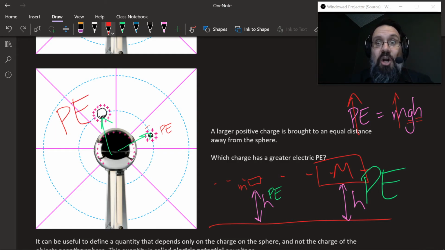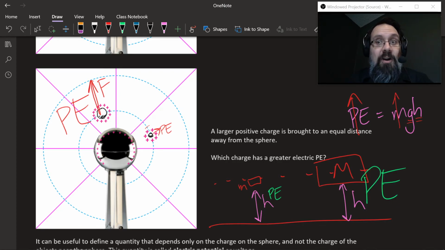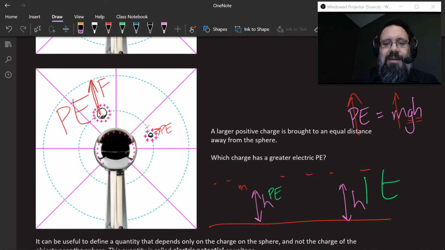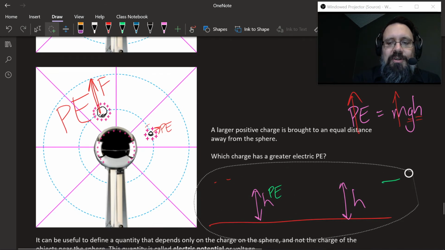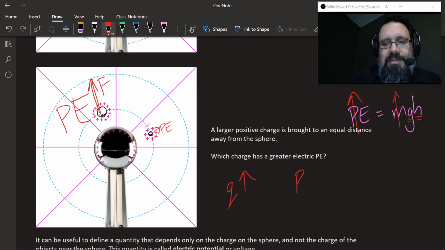Because it has a greater charge, it's going to be pushed with a greater force, and that greater force is going to give it a greater acceleration, so a greater amount of kinetic energy will come out of this arrangement. So it doesn't just depend upon how far you are, it also depends upon how much charge you have. It works very similar to gravity. The one that has greater potential energy is the one that has greater charge. So I'll write that down: if Q goes up, then potential energy goes up.